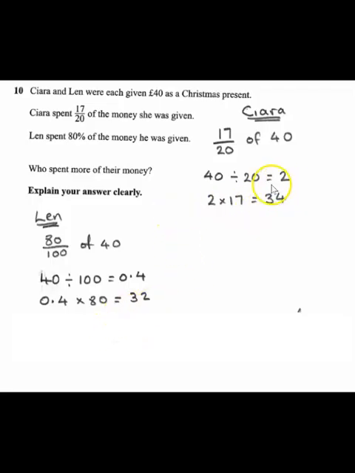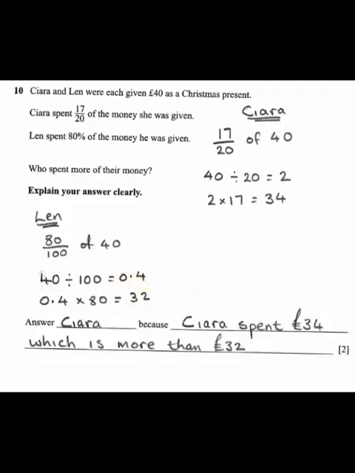So that just means that Kiara has spent £34 and Len has spent £32. So the final answer is who spent more of the money? It is Kiara, as Kiara spent £34, which is more than 32.